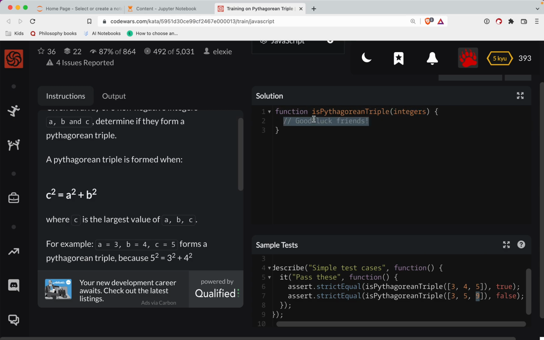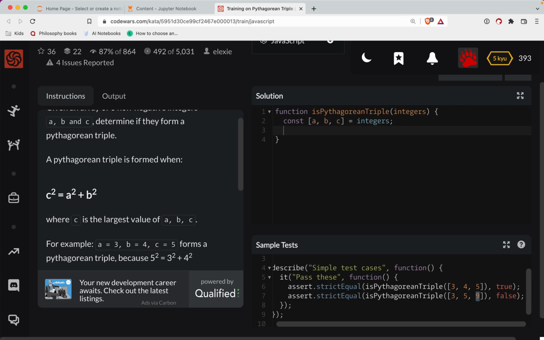This is a cool way to unpack those into variables. So we can do const [a, b, c] = integers. So we just took an array of three things and turned them into three variables.